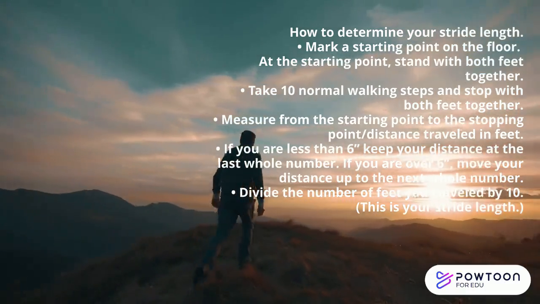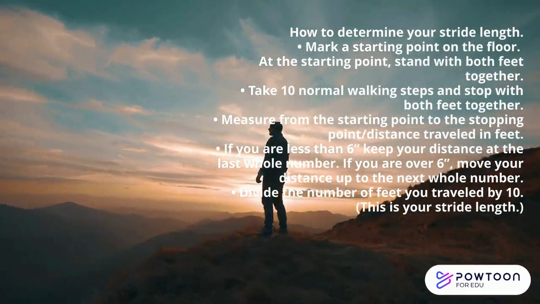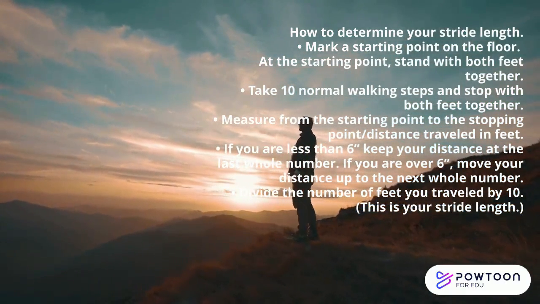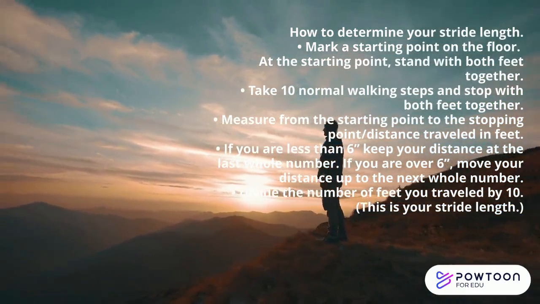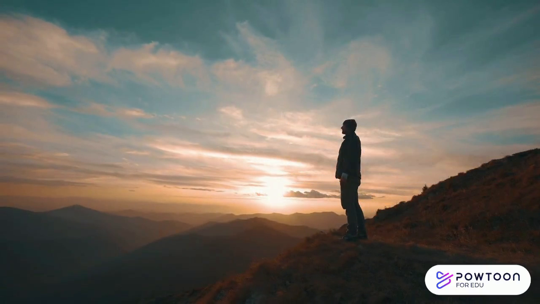So to figure out your stride length, you can mark a starting point on the floor and start from there with your feet together. Take 10 normal walking steps and stop both feet together. Measure the distance traveled from the starting point to the stopping point in feet. So basically divide the number of feet you traveled by 10.